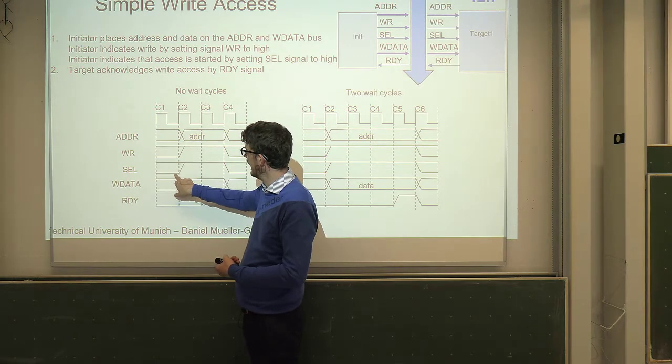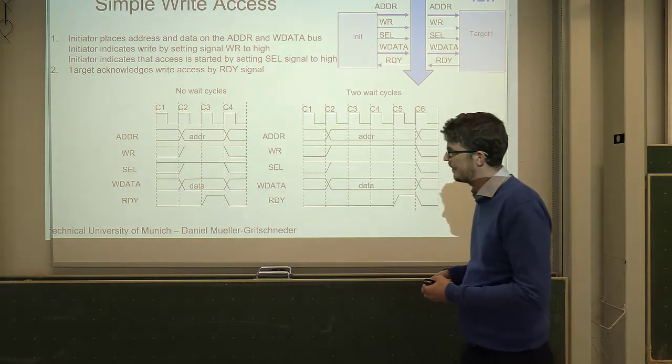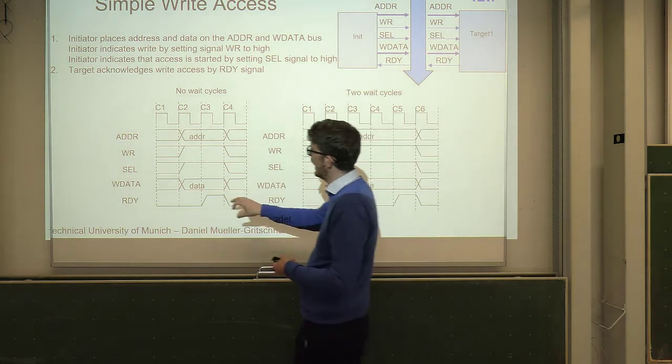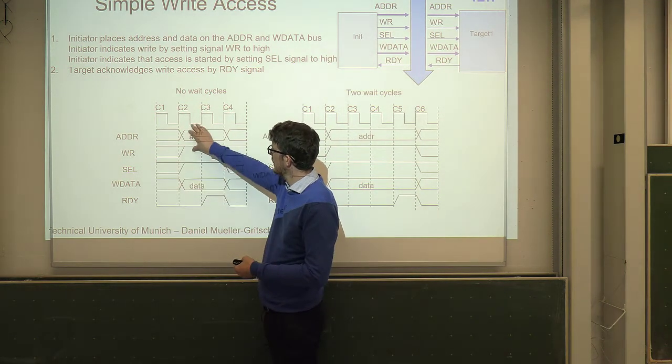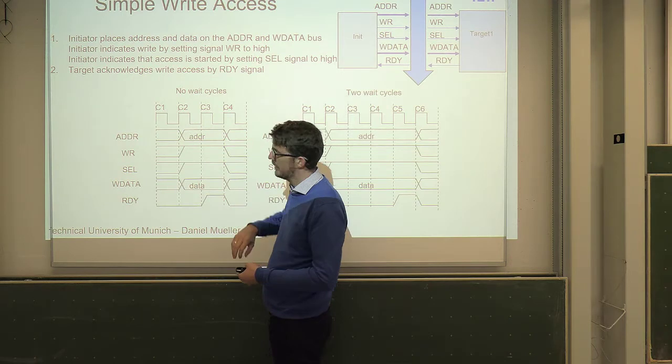Then it's putting select high, which means now I want to access the bus. And then it puts the write data onto the bus, right? This is what's happening, for example, in cycle 2. So in cycle 2, the access is starting.